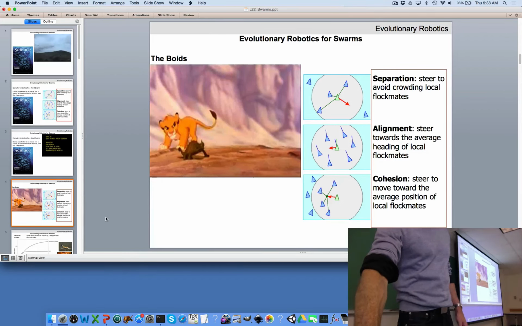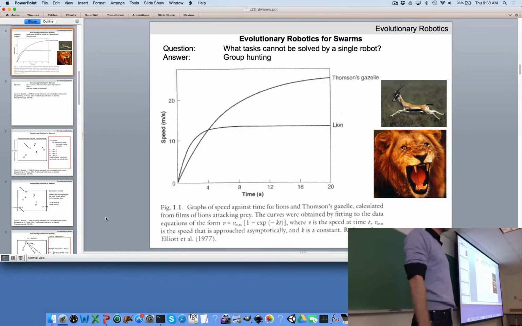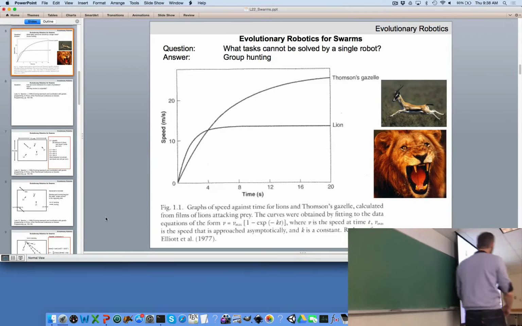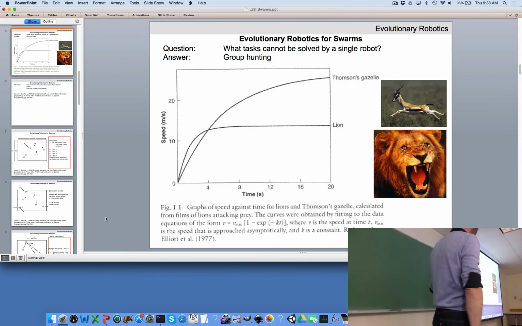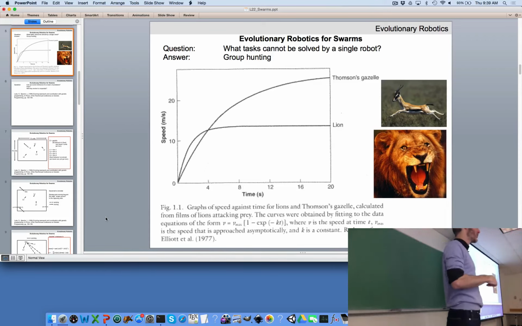Okay, so why are we talking about swarms at all? Well, as I mentioned again, there are obviously things that are beyond any one human or animal or robot. So let's take an example from nature, group hunting here. This is a velocity curve for a lion and Thompson's gazelle. This is taken from the Principles of Animal Locomotion book, which I passed around when we were talking about legged locomotion.